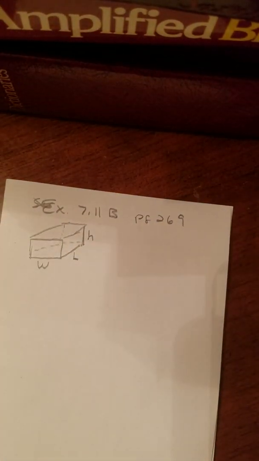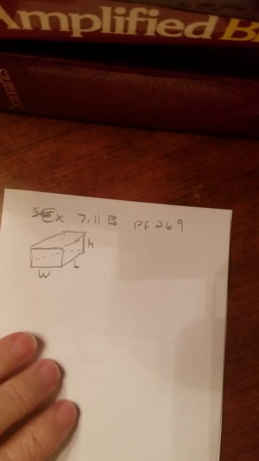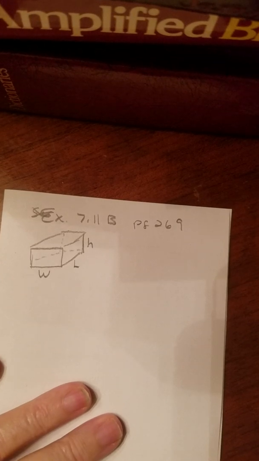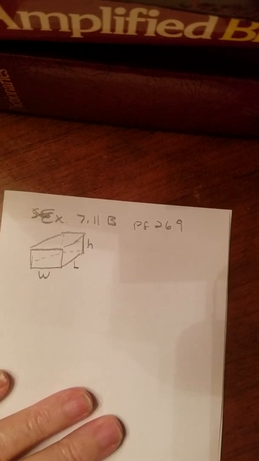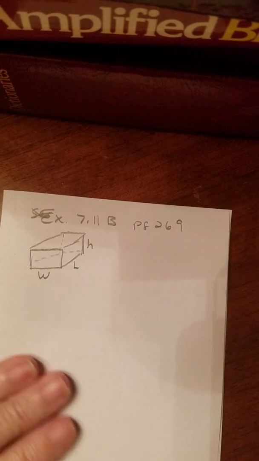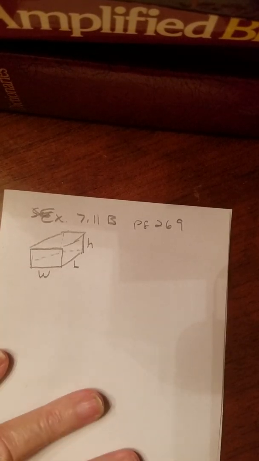Now look at 269, at the next example, and let's read it. It says, the volume of a certain box is 20 cubic inches. The width is 4 less than the length. The height is 1 less than the length. Find the dimensions of the box.